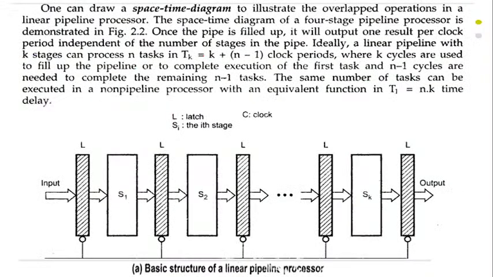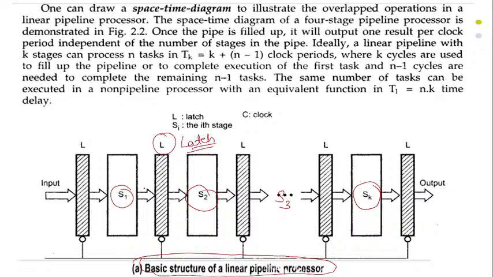This is the structure of the linear pipeline, the basic structure of the linear pipeline processor. Here stage S1, stage S2, stage S3, up to stage SK are connected, and between them there is a latch circuit. Linear means cascade connection of the different stages.